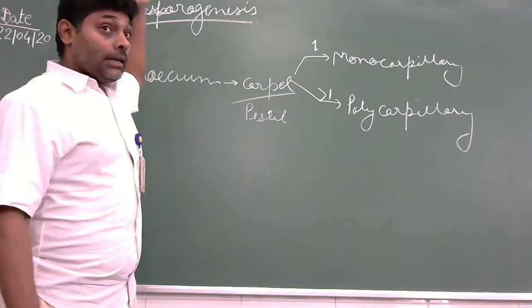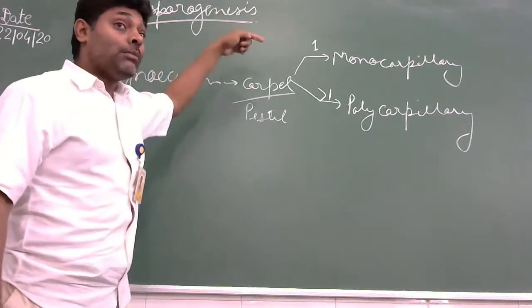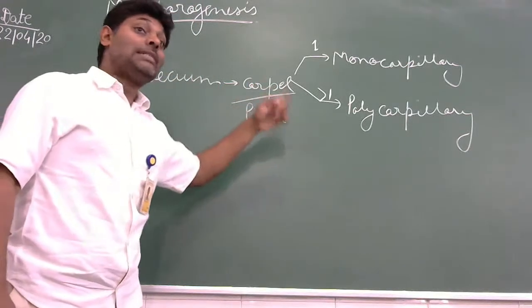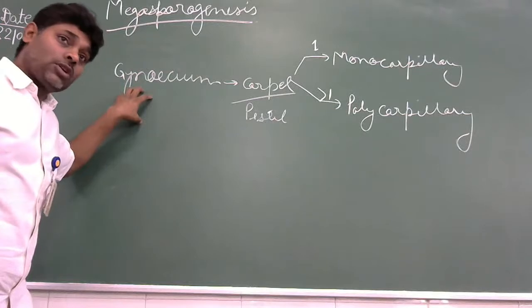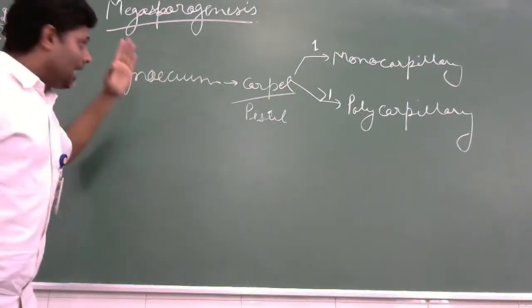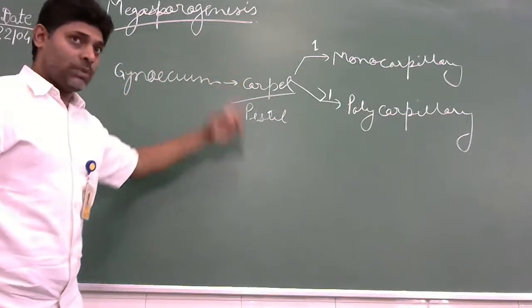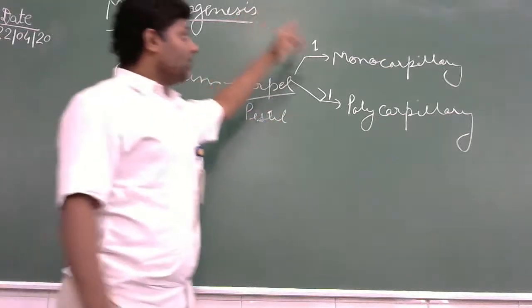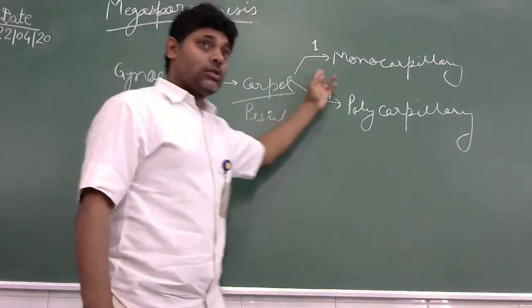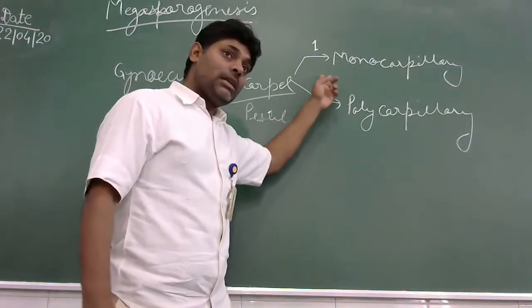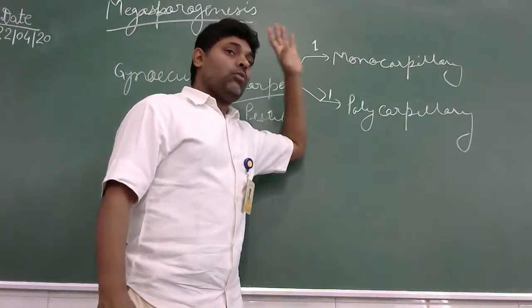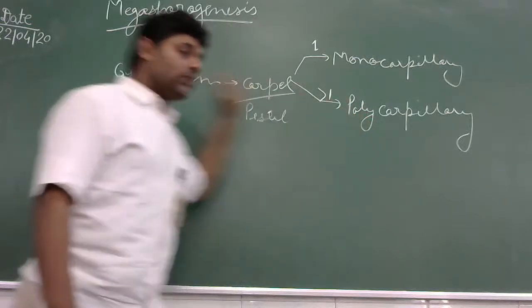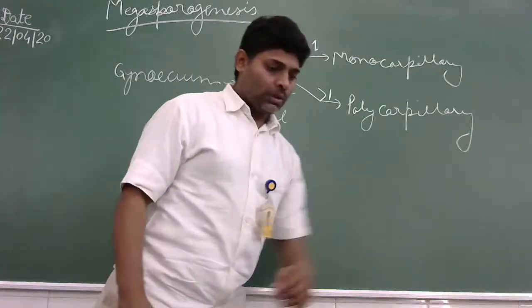As in the male, that was the androecium, and the unit of the androecium is the stamen, right? Likewise, in the female reproductive part, this is the gynecium, and the unit of the gynecium is the carpel or pistil. If a single carpel is present in the gynecium, it is monocarpellary. If more than one carpel is present, it is polycarpellary.